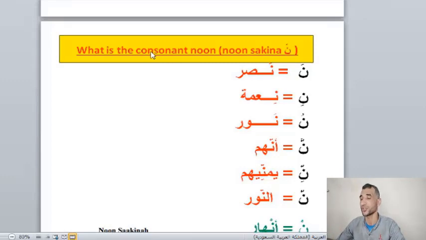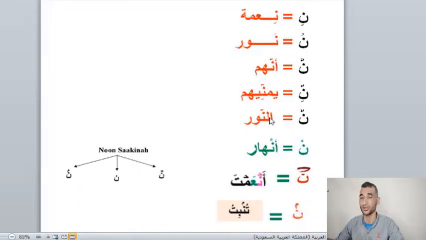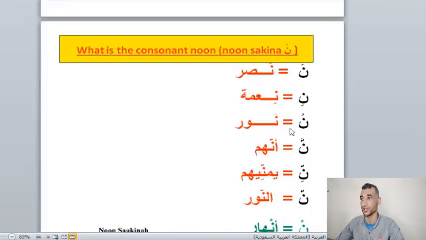Here I have many shapes of the letter noon, and I can see that some of these shapes have haraka and some of these shapes have things that are not haraka or movements. In the first word, the letter noon has a fatha on it, so you pronounce it nasara. You should open your mouth widely.